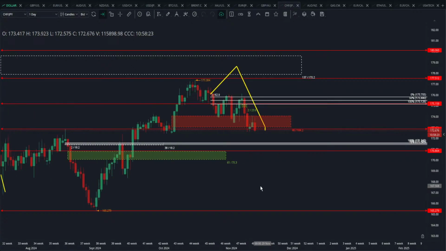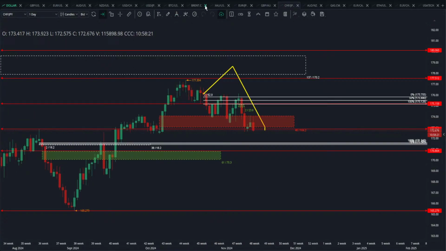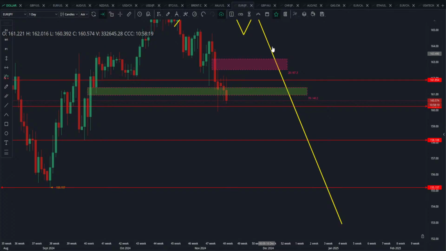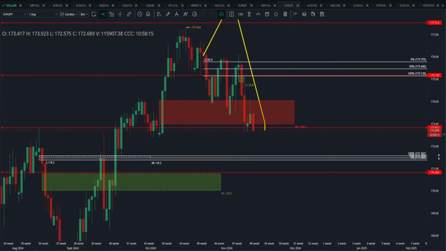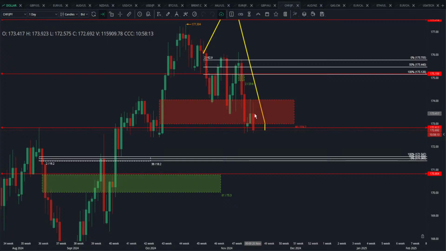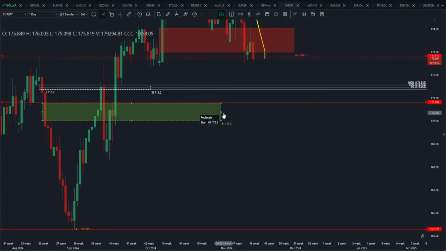What about the CHF JPY? It is similar to the Euro JPY. You can see the price is trading below the fair value gap which we were expecting to be respected. And since it is going to give us a close below this, then a retest of this fair value gap and boom, to the downside. That is what I am expecting.